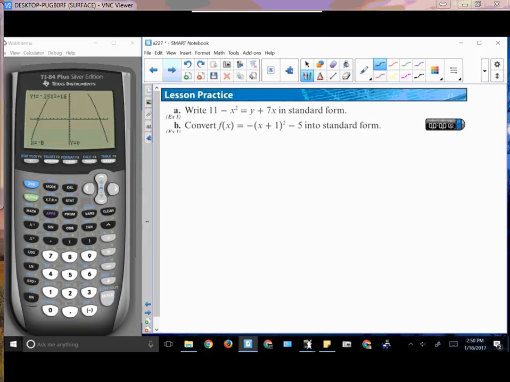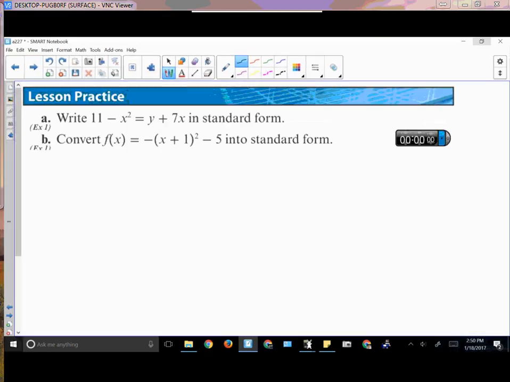So, I'm going to give you a few minutes here, and I want you to go and put these two into standard form. Put them into standard form.